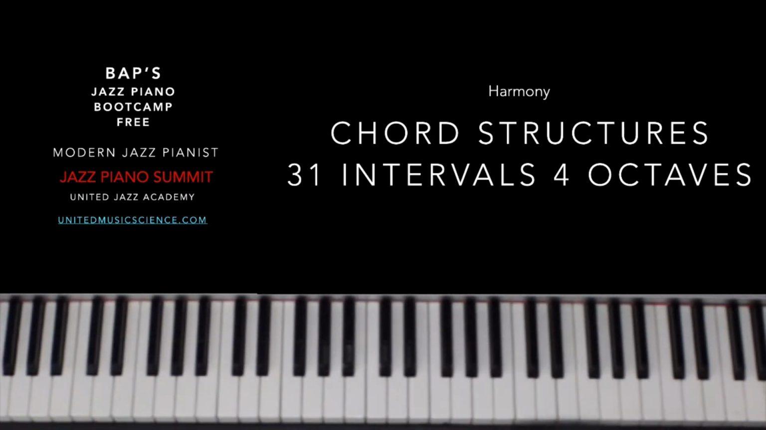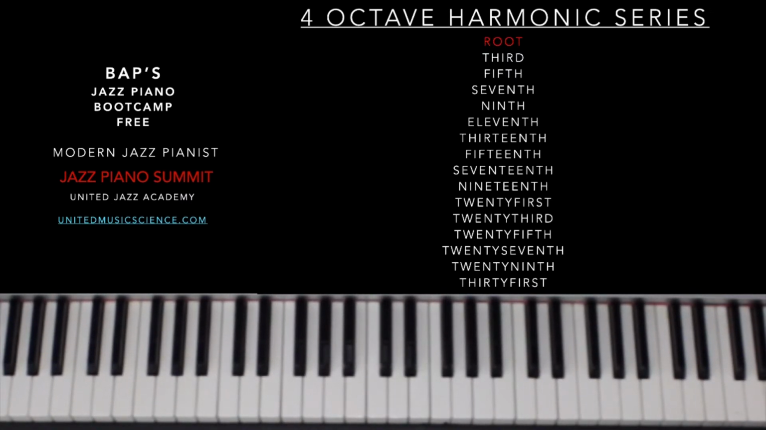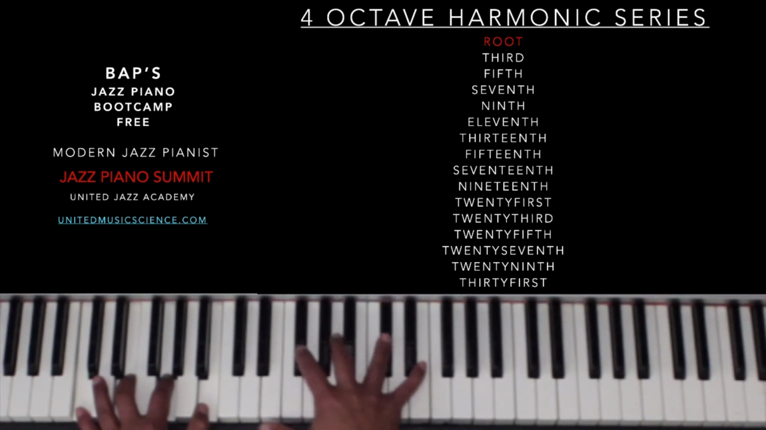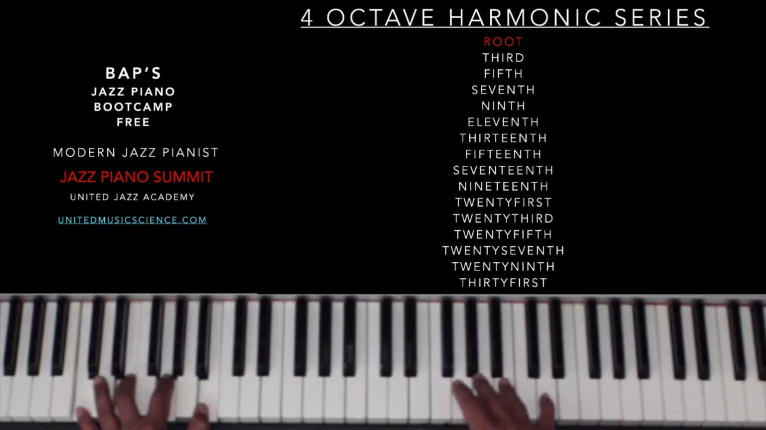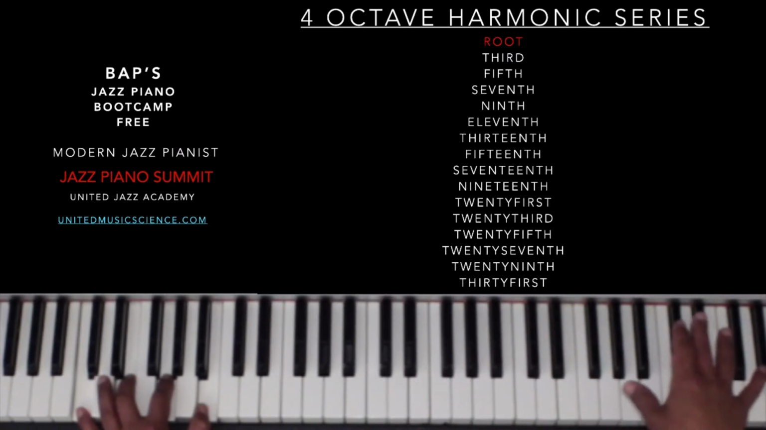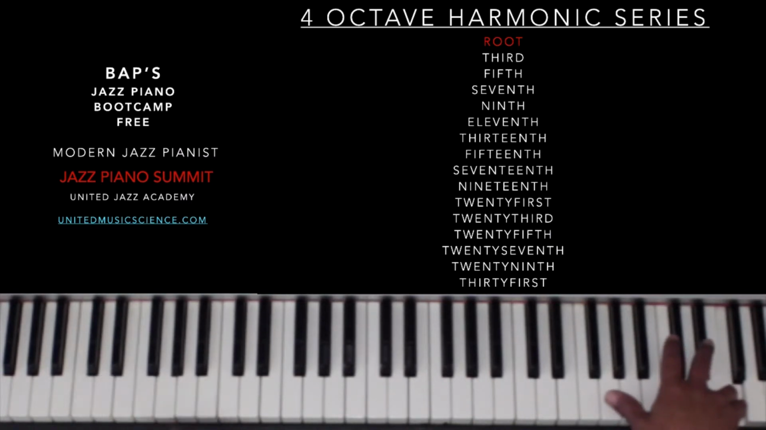So, in our system, you have the root, the 3rd, the 5th, the 7th, the 9th, the sharp 11th, or the 11th, the 13th, the 15th, 17th, 19th, 21st, 23rd, 25th, 27th, 29th, 31st. Okay? So that is it.